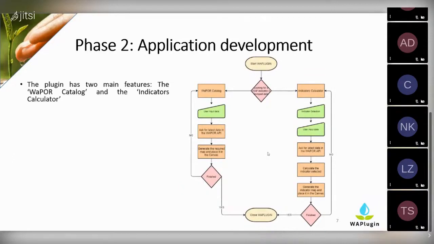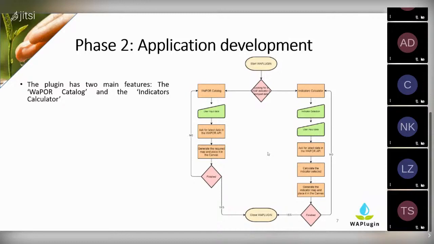So the plugin has two main features, the Wapper catalog and the indicators calculator. For the Wapper catalog, the user will select which dataset he wants to bring to QGIS. And also it has to introduce some input data like the localization, date, and resolution, among others. And the plugin will bring that dataset, that specific dataset, to the QGIS canvas. For the second feature, that is the indicators calculator.